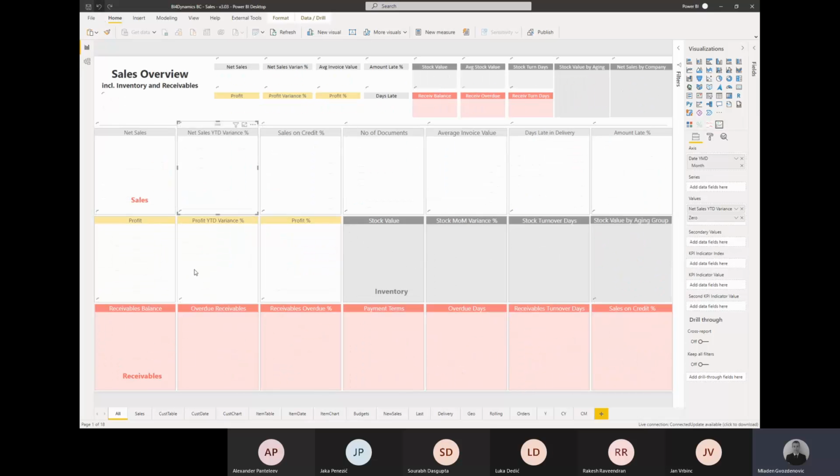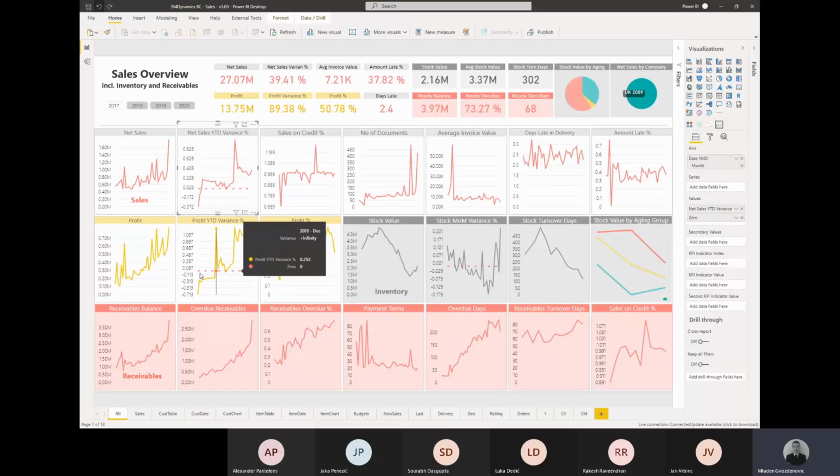Also here, for example, how our profit is doing. You see, you cannot know from these numbers. So this is very good for our orientation. So let me explain these year-to-date variances in BI4 Dynamics.